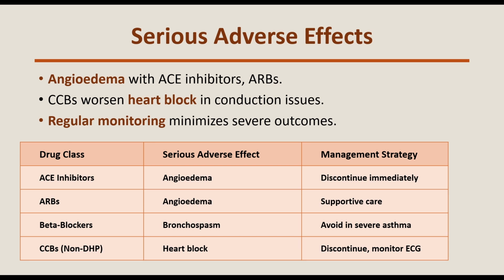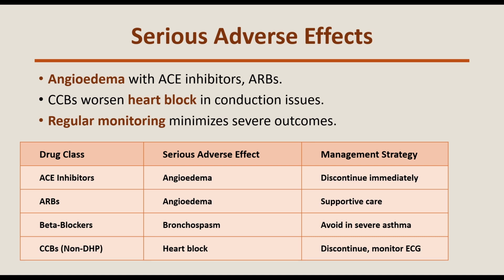Beta blockers may precipitate severe bronchospasm in asthmatic patients, necessitating caution. Regular monitoring of electrolytes, renal function, and heart rate is essential to minimize these risks. Clinicians should educate patients on recognizing warning signs, such as sudden swelling or difficulty breathing, which may indicate life-threatening reactions.